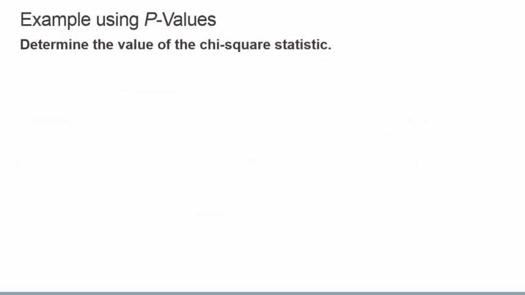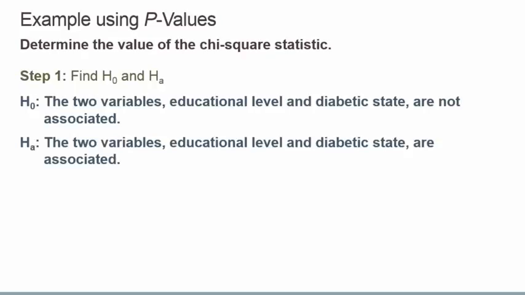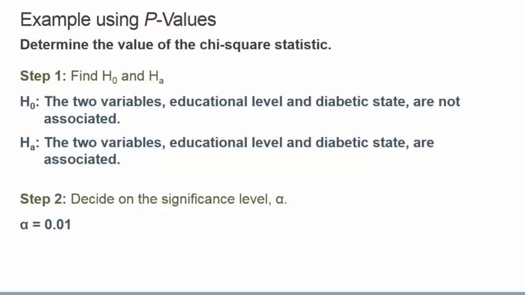Determine the value of the chi-squared statistic. Step 1. Find H sub 0 and H sub a. H sub 0: the two variables, education level and diabetic state, are not associated. H sub a: the two variables, education level and diabetic state, are associated. Step 2. Decide the significance level, alpha. Since it was 1%, alpha is 0.01.